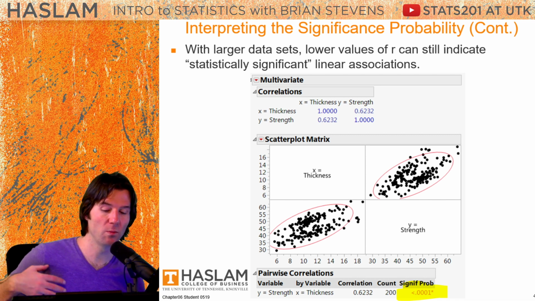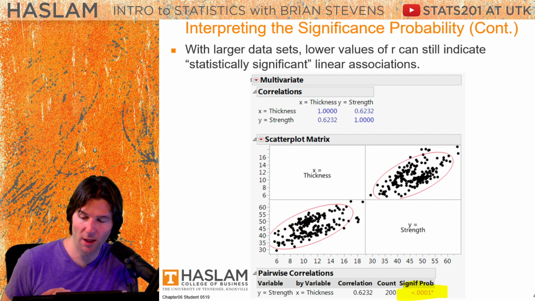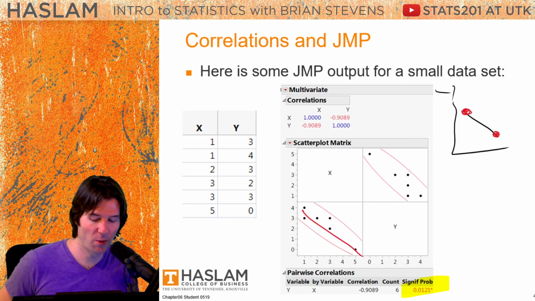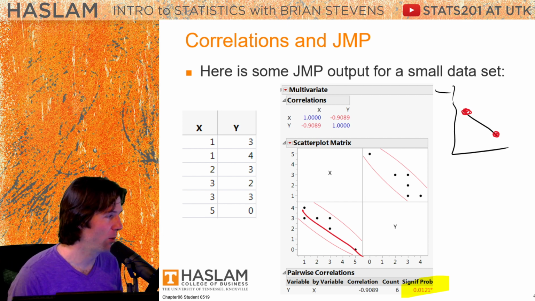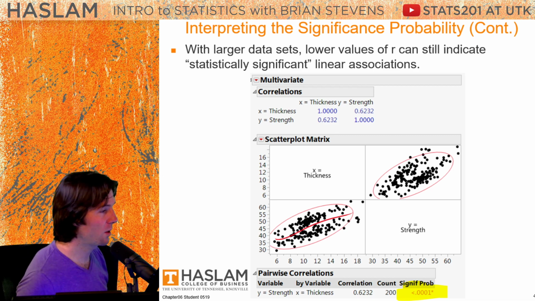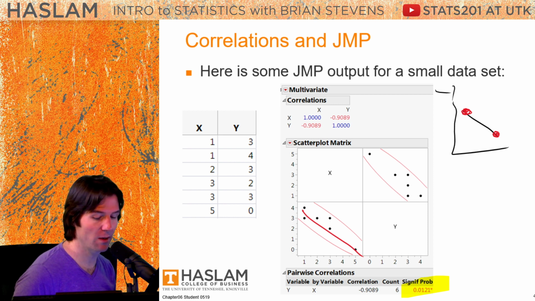Which of these do you think is more likely to happen by random chance? Do you think this linear relationship right here is more likely to happen by random chance, or this one with only 6 points? The one with 6 points is more likely to happen by random chance, compared to the one with 200 points. Getting 6 points to have this correlation, you're right. And that's what the p-value is measuring: the probability of getting this correlation.